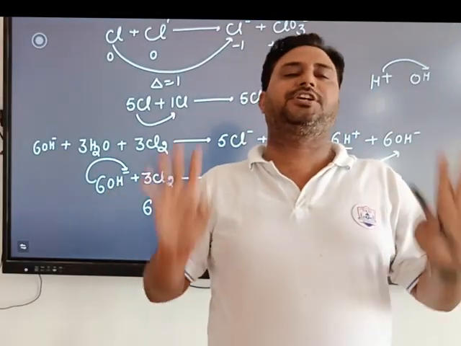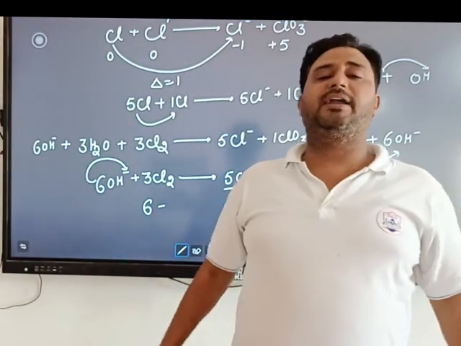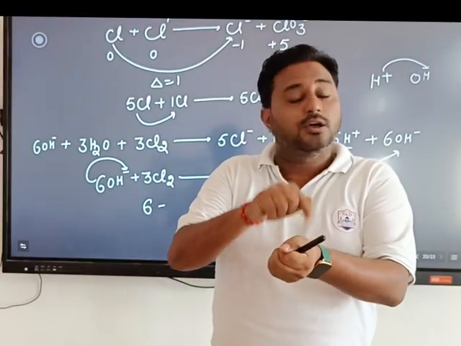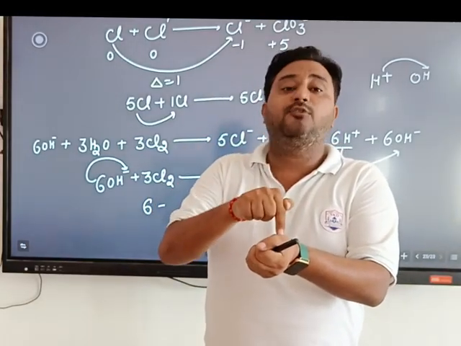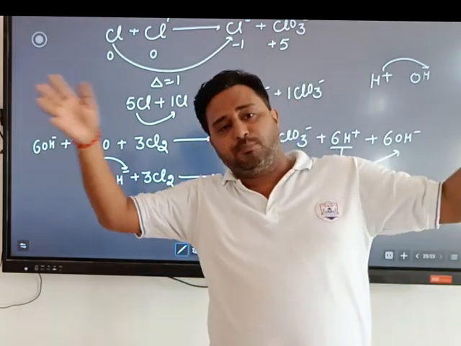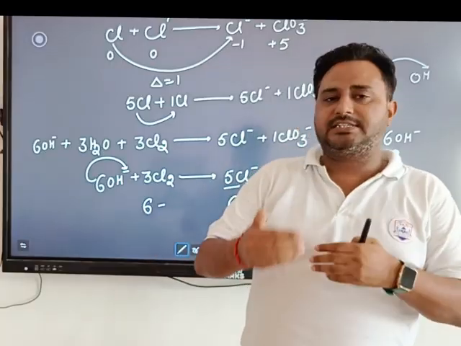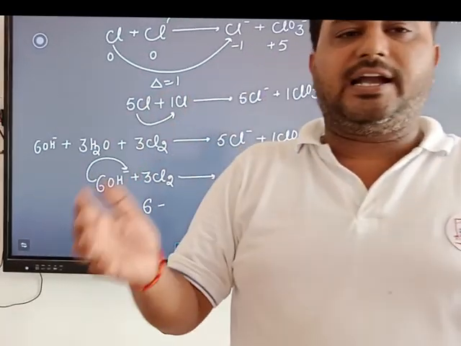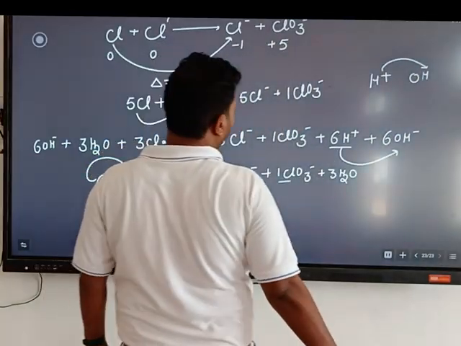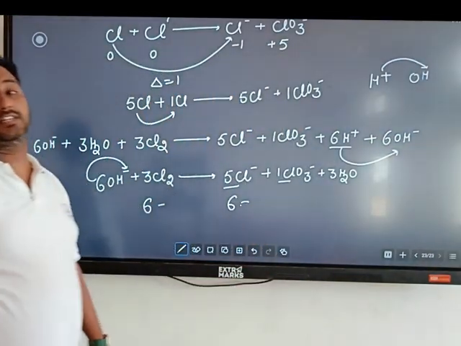But if the reaction is in basic medium, then you have to add OH minus equal to the number of H plus present in the reaction on both sides. Then after one step, you will get the final balanced equation. So this is the balancing of reaction for only redox cases.